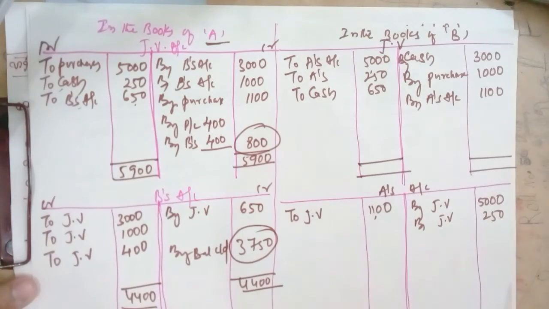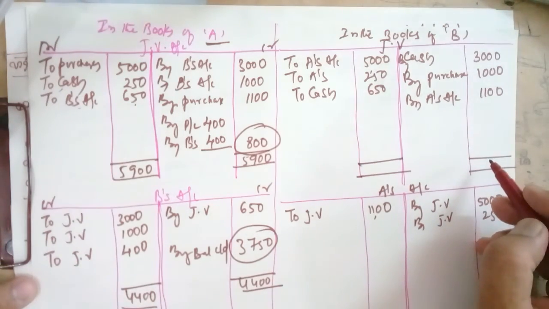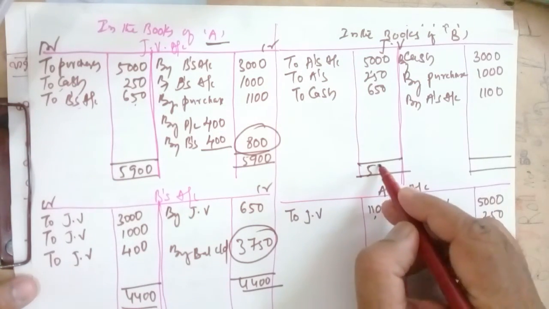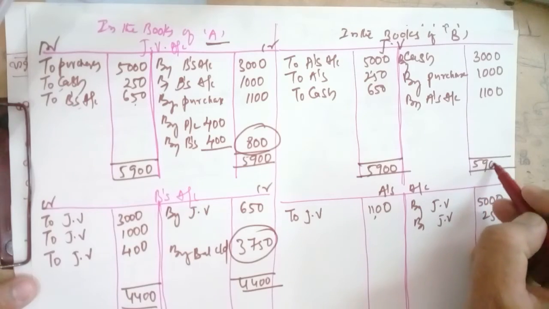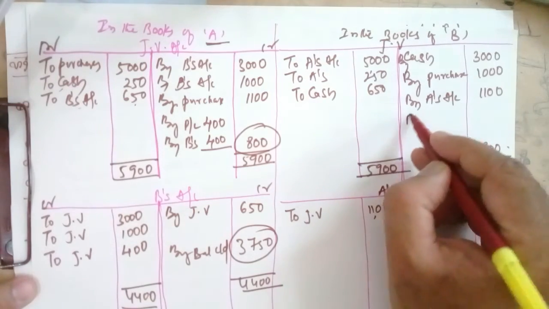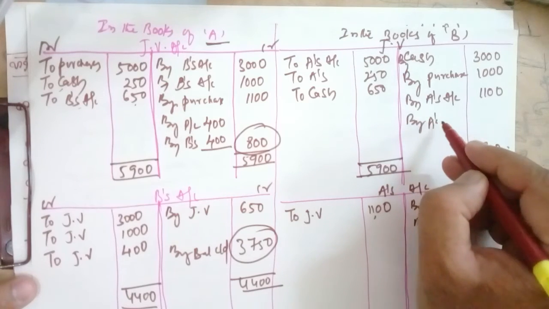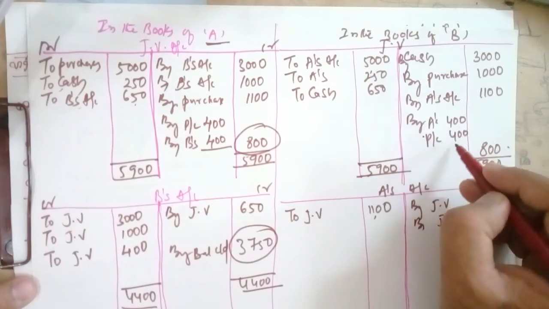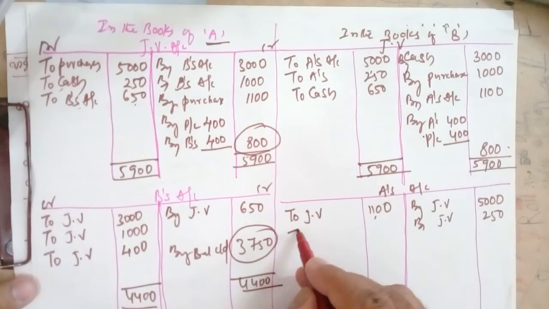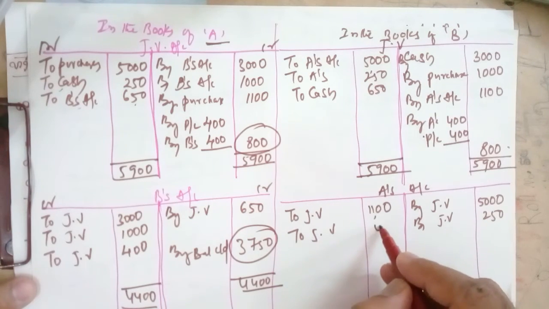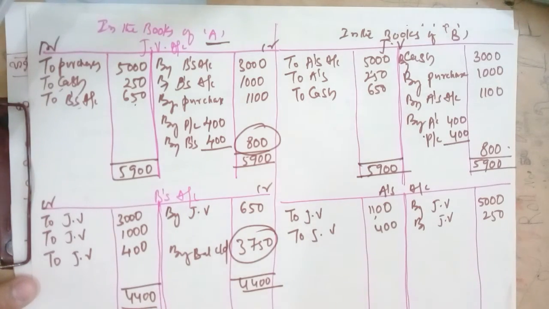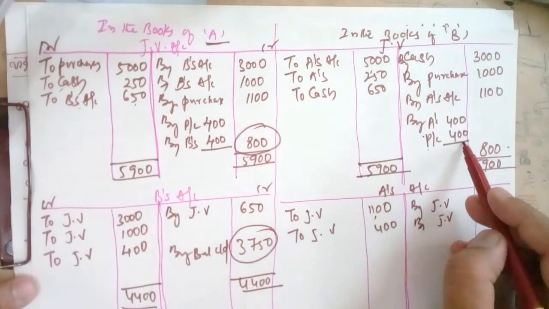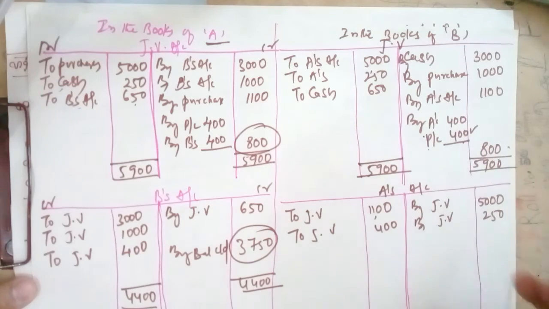So profit or loss will remain the same. There will not be any change. Right? So the total is 5,900. Again 800 rupees loss. By A's account 400. By P&L account, that is B's share 400. Clear? So A will write to joint venture 400 in A's account. So like this we will post. This loss, B's share, will go to B's P&L account. Clear? So like this we have to write the transaction.